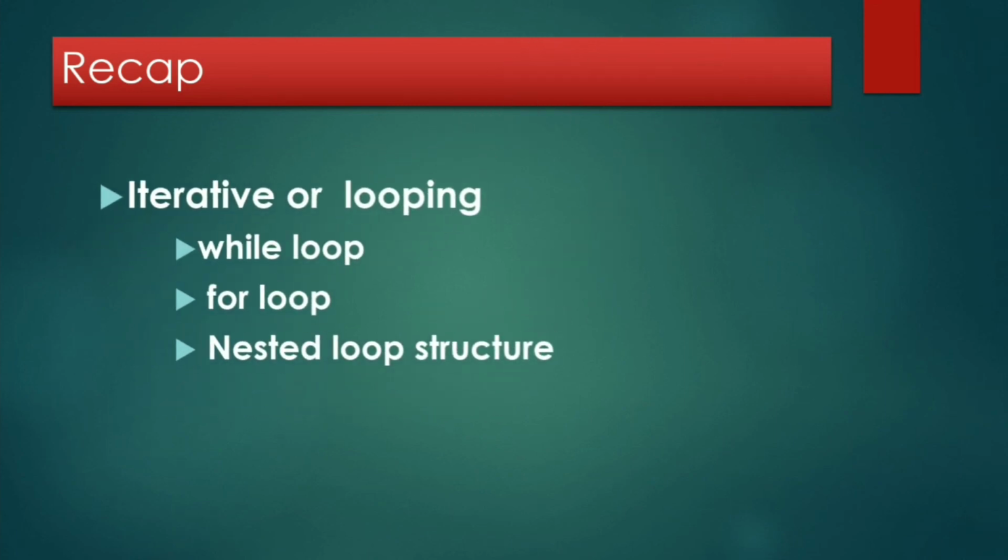Okay children, I think you have understood nested loops. Let's quickly get into the recap. Let's see what all things we have discussed today. Iterative or looping: we have completely discussed iterative or looping. While loop with example, the same way for loop with example, and finally nested loop structure. We have discussed all these topics. There are examples in your textbook. Please try all the programs.